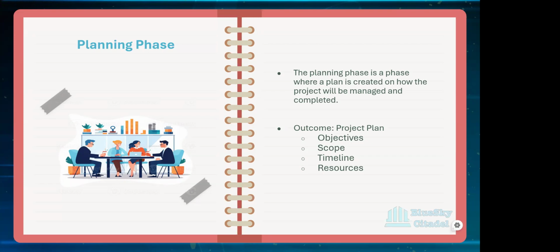The same goes for project management also. There's no way you manage a project without having a plan, a proper plan in place of how it's going to be run, who does what, all those things being put in place. So the outcome of this phase is to have a project plan in place. And your project plan has to have objectives, it has to have the scope, you have to have the timeline and the resources. These are all the things you want; there might be more than this, depending on the project.